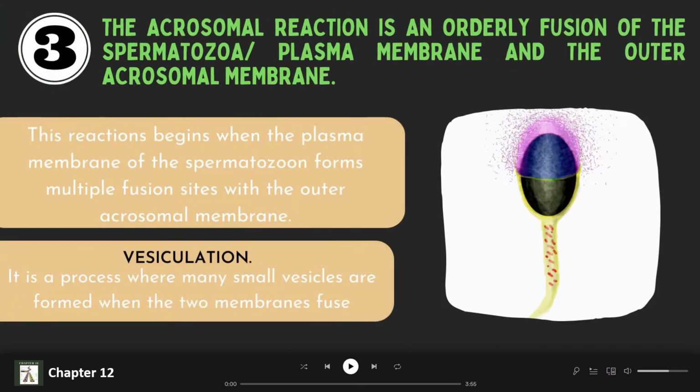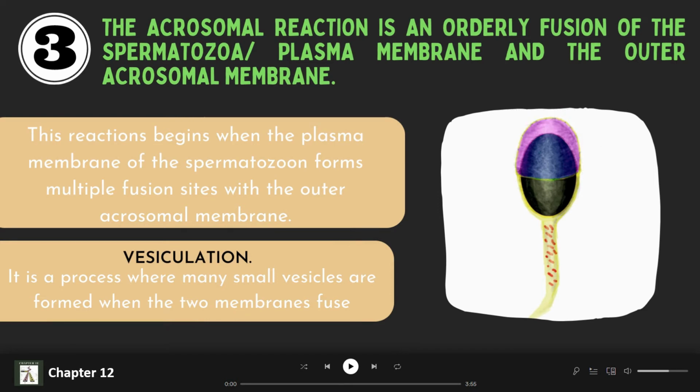Next is the acrosomal reaction. This reaction begins when the plasma membrane of the spermatozoon forms multiple fusion sites with the outer acrosomal membrane. When the two membranes fuse, many small vesicles are formed. This process is called vesiculation. After vesiculation has occurred, the acrosomal contents are dispersed and the sperm nucleus is left with the inner acrosomal membrane surrounding it.